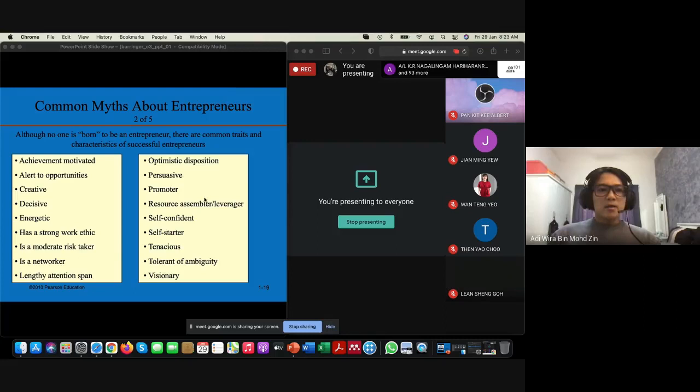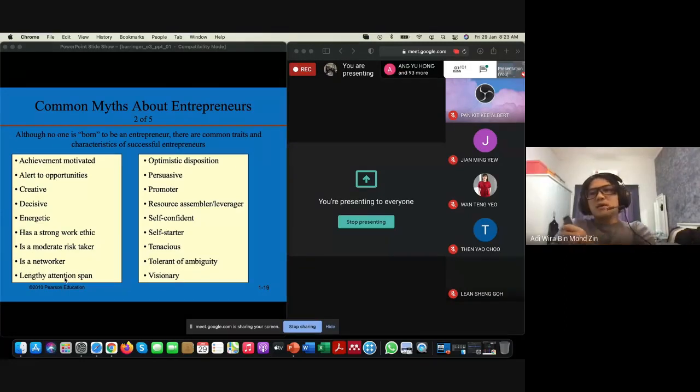And right after that, you have to look at lengthy attention span. What does lengthy attention span mean here? It means they can wait until the rewards come. This is what we can see with what Microsoft, Facebook and perhaps other successful entrepreneurs are doing. Because they are very passionate about whatever they are doing, they can wait until they become successful. They are not expecting to become successful in just one day or a short time, so they are willing to wait for a longer period of time.